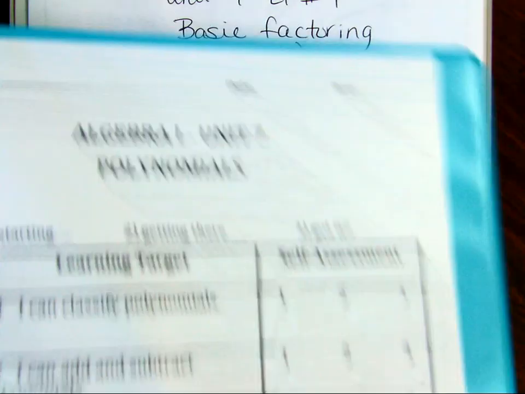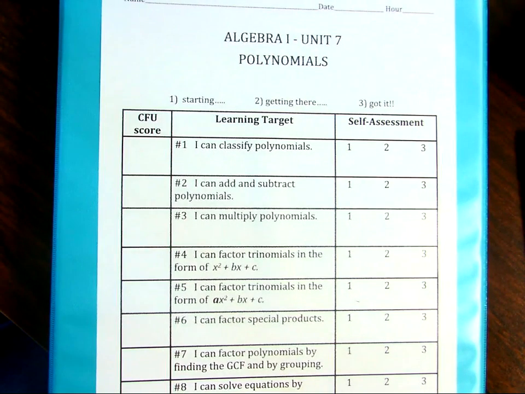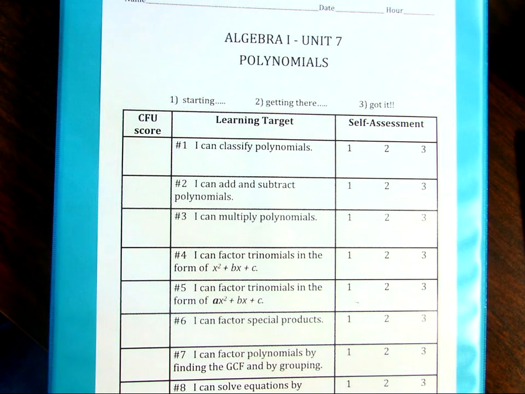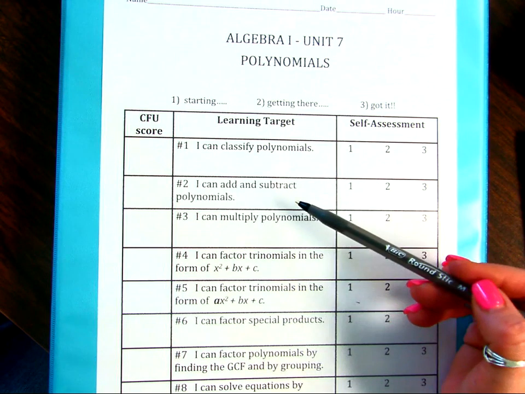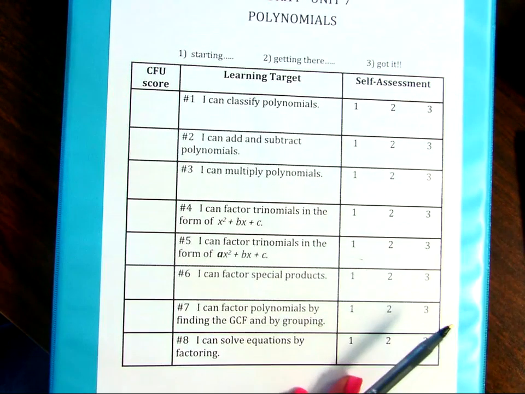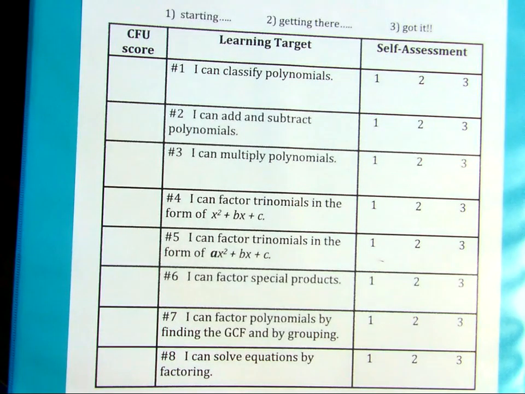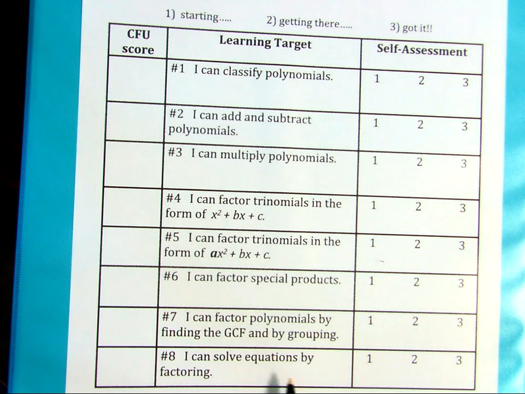So I want you to take a peek at here. In polynomials, there are 8 learning targets. We just did like the baby warm-up stuff. Okay? We classified them, binomial, trinomial. We added and subtracted, and we even multiplied. But I want you to notice what word you see in every single learning target from here on out. Factor, factoring.